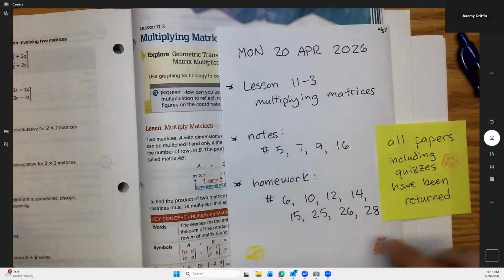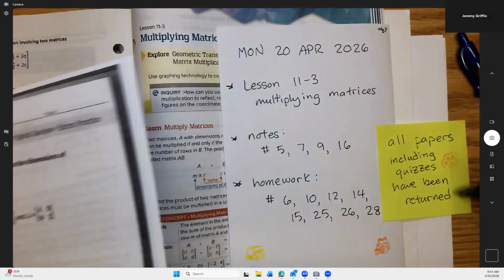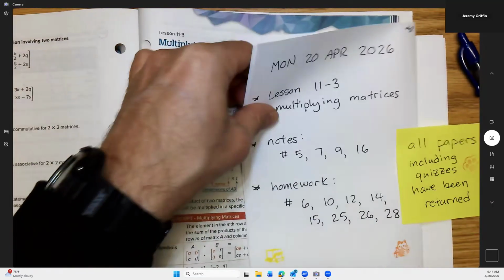And then this note here, and I'll pass back all your papers. I think I got your quiz to you last Thursday, but not everything's been returned to your folder. So if you want any old papers, those are there.